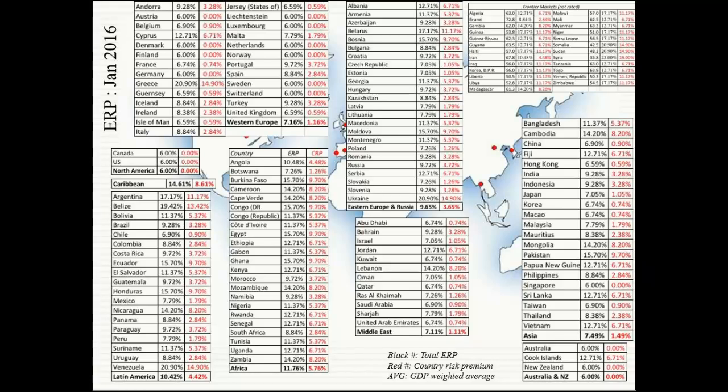Across Latin America, no surprises. Thank God you're not investing in Belize, or Argentina, or Venezuela. Let me take that back. If you're investing in Belize, Argentina, Venezuela, make sure you demand a really high rate of return.